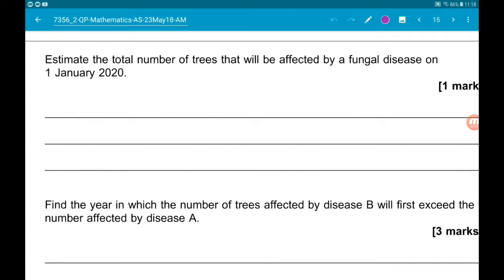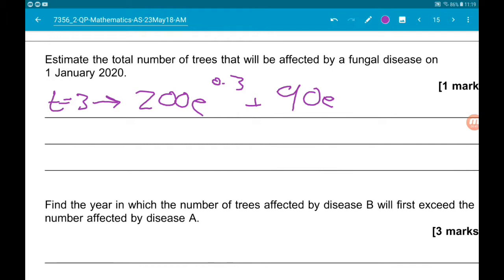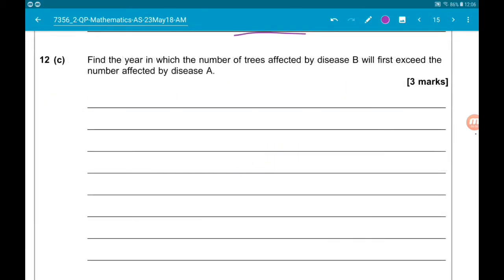Okay, then part B wants us to estimate the total number of trees affected by a disease in 2020. So, in 2020, t is equal to 3. So, now we know our values of A and B, so we're going to get 200 e^0.3 add 90 e^0.6. Now to the nearest whole number we get 434. Cool.